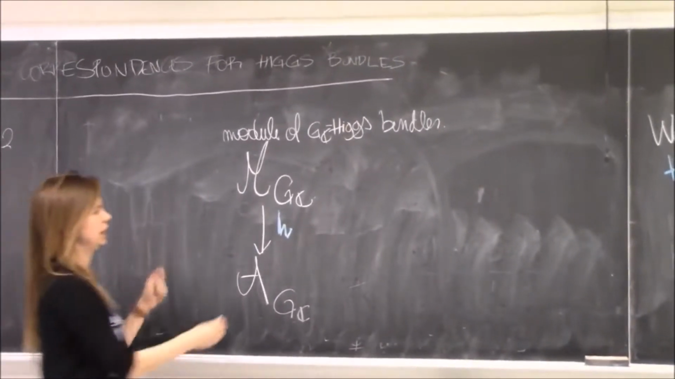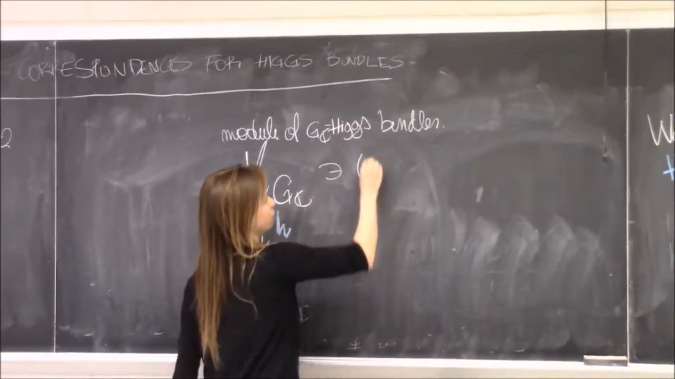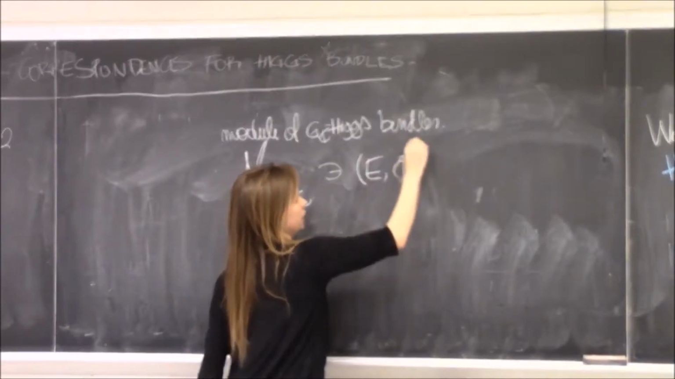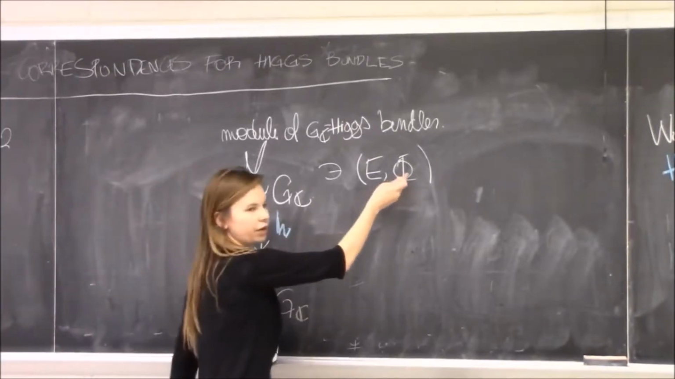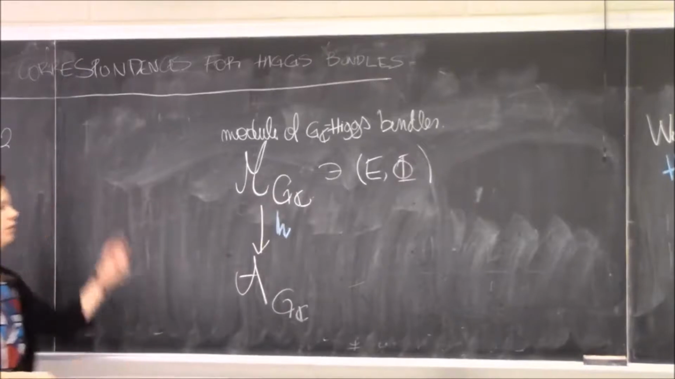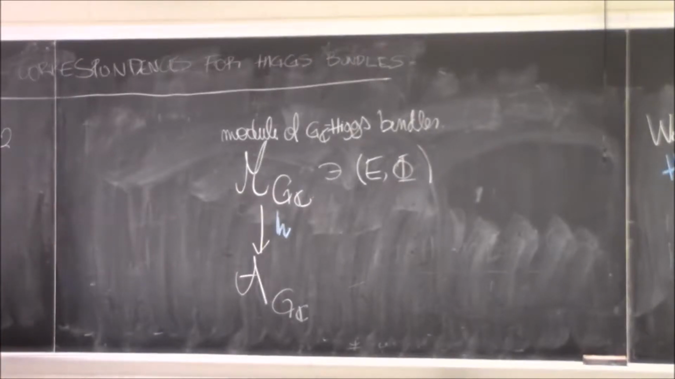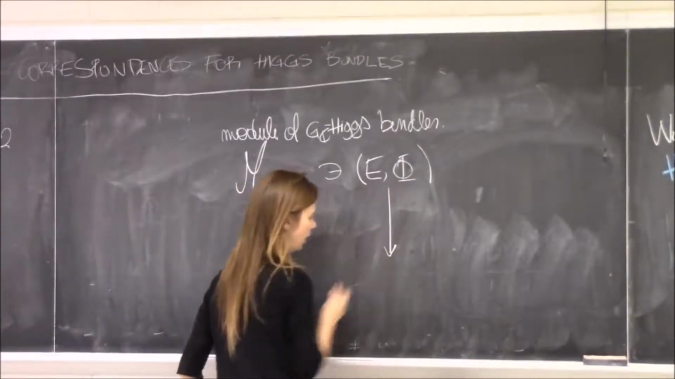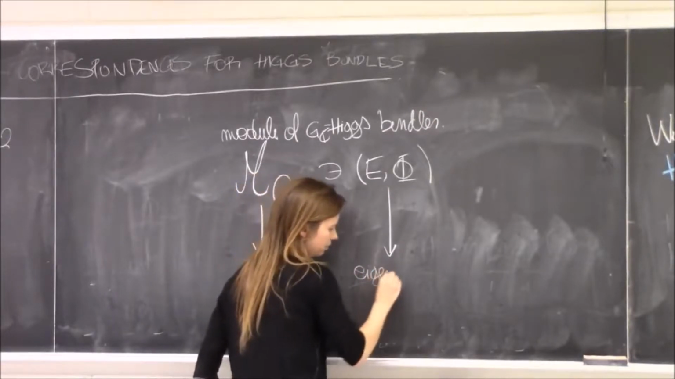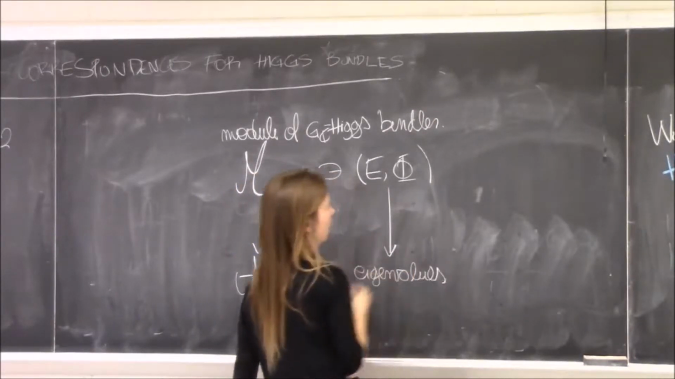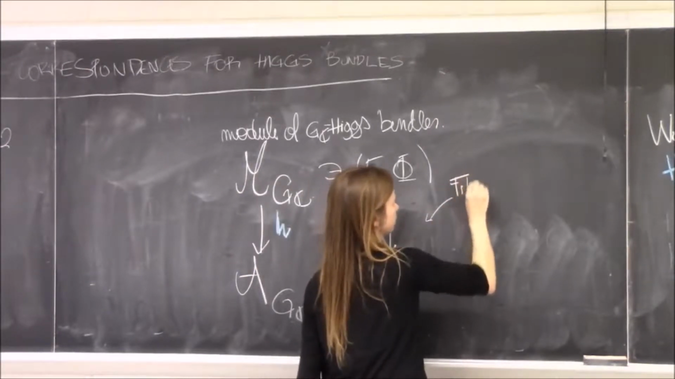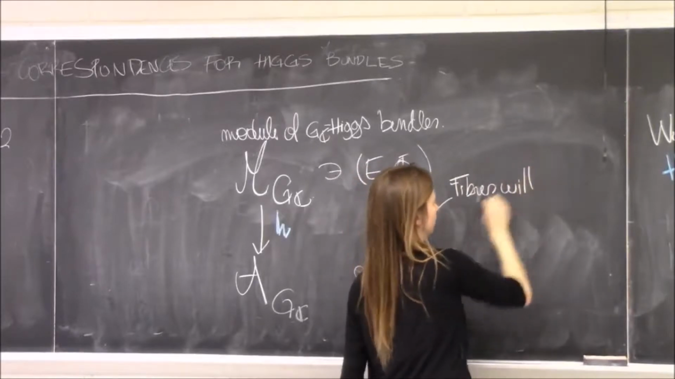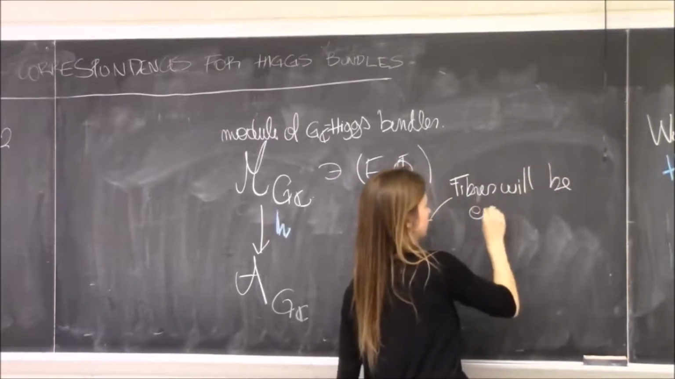You take a representative of your class, so a Higgs bundle (E, phi), and you create a cover of your Riemann surface through the eigenvalues of phi, and you create the fibres by looking at the eigenspaces. So you map it to eigenvalues, and the fibres of the map will be eigenspaces.